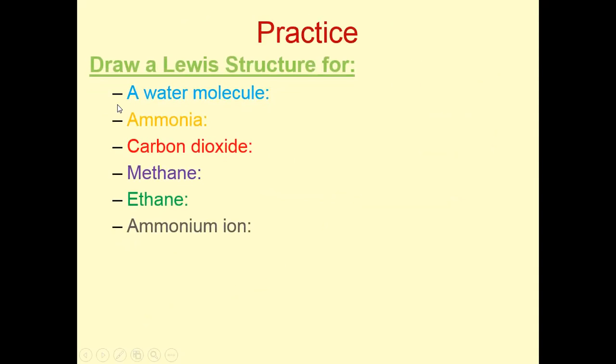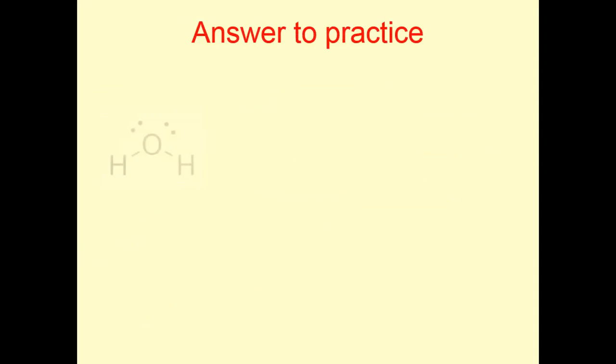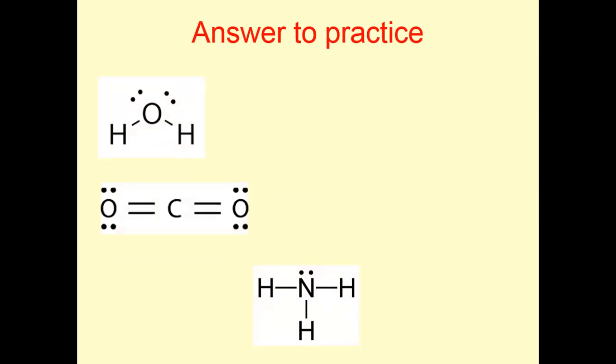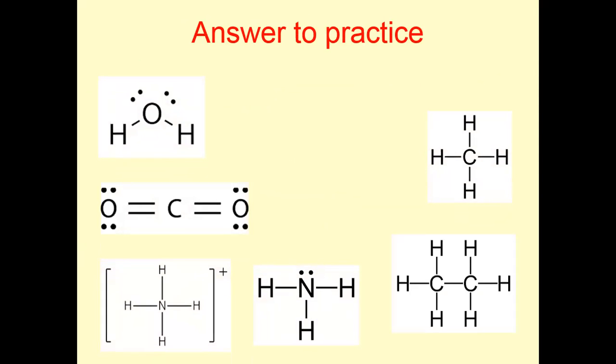Practice. Draw a Lewis structure for a water molecule, ammonia, carbon dioxide, methane, ethane, and ammonium ion. This is the water molecule, ammonia, carbon dioxide, methane, ethane, and ammonium ion.